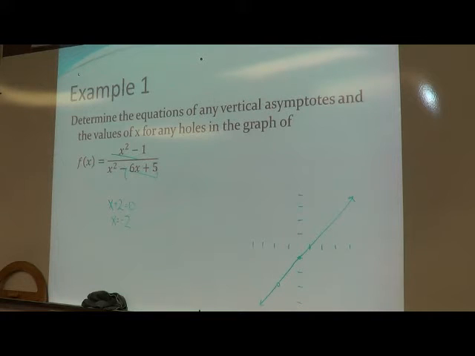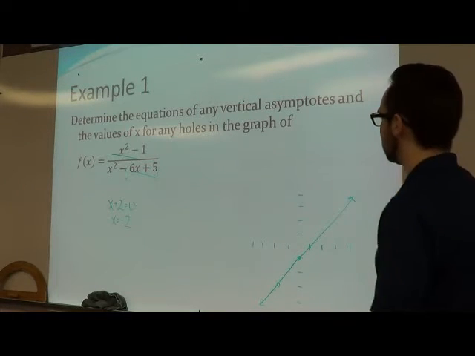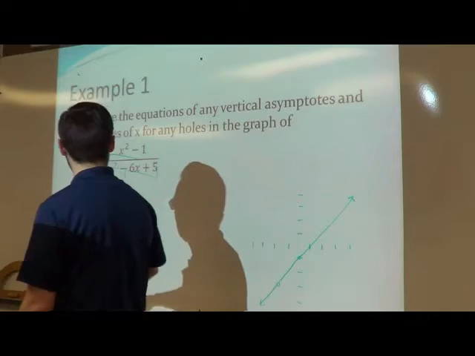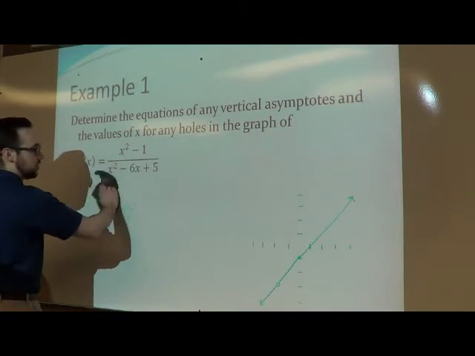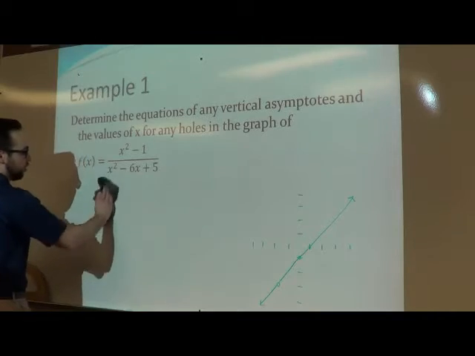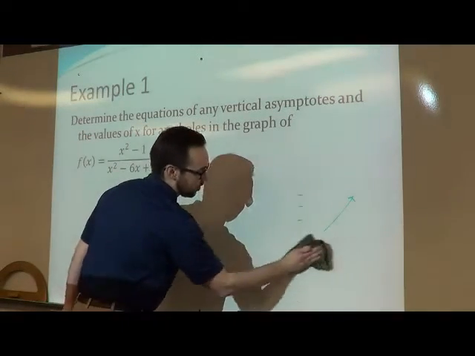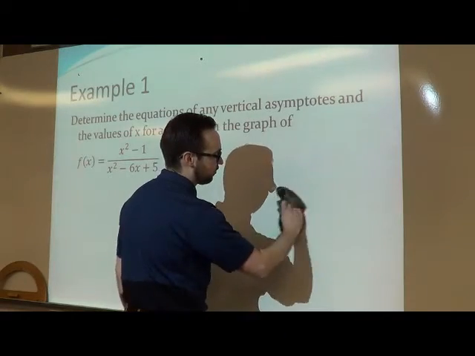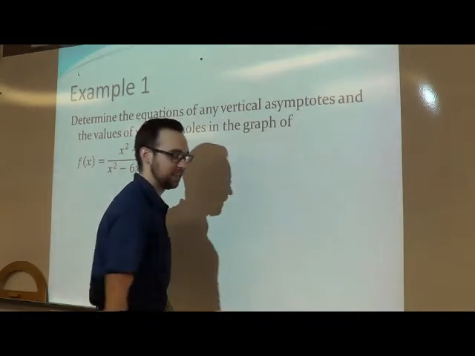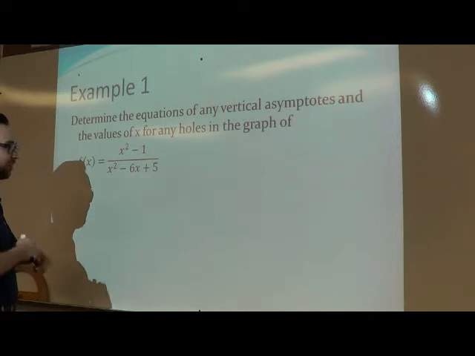Alright, so they want us to determine the equations of any vertical asymptotes and the values of x for any holes in the graph. So what we want to do is the same thing we were doing in the last couple of sections, actually, with factoring. So we need to start by factoring everything first. That's really the key to this chapter, being able to factor everything first.